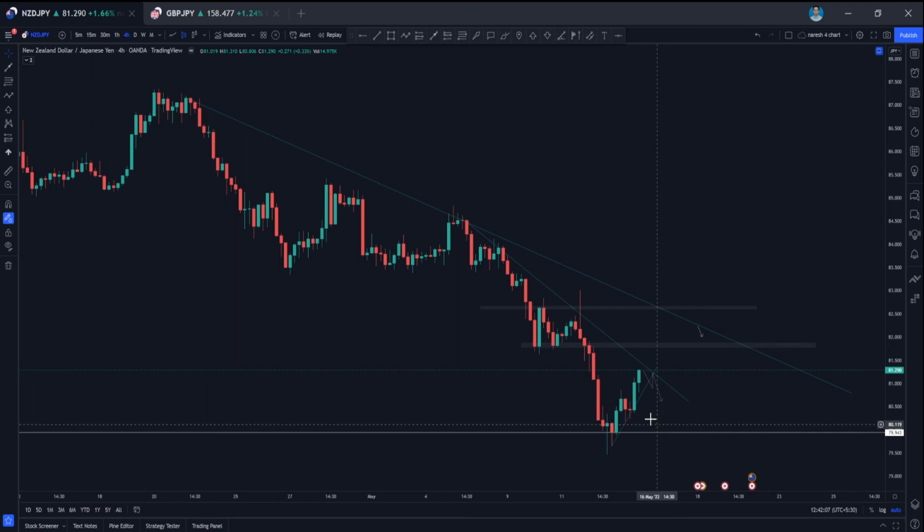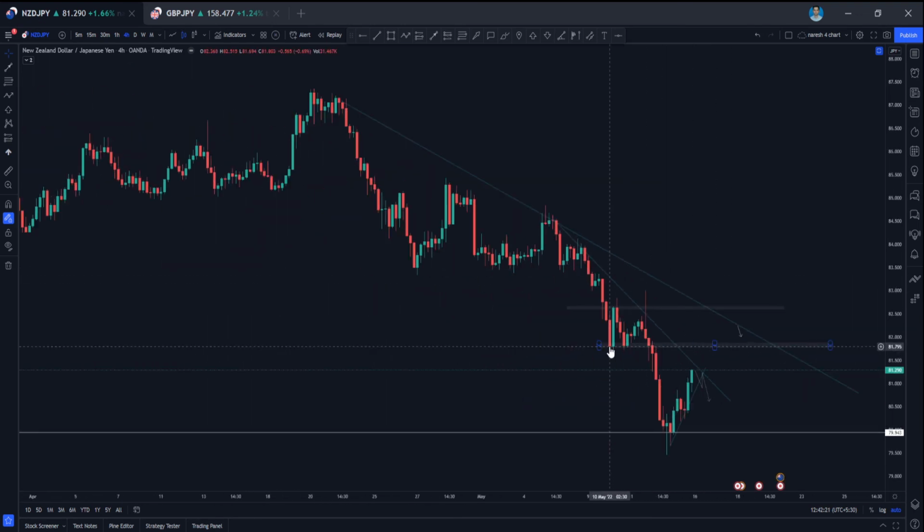short entries from there. Or else if it is not holding this level, and if it is coming directly up, you can wait for the trend line rejection, and you can look for short entries from there. Okay. So that would be for Ncd Jpy, guys.